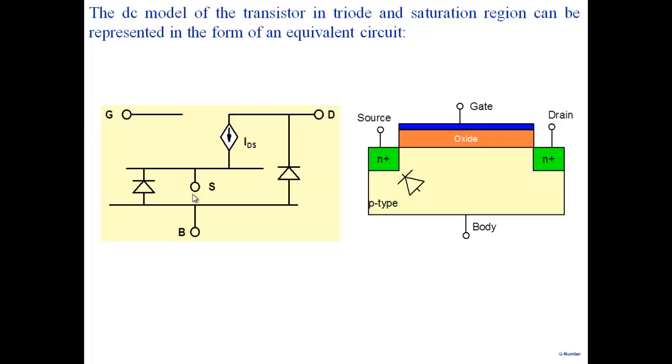Why would the current change with body to source voltage?